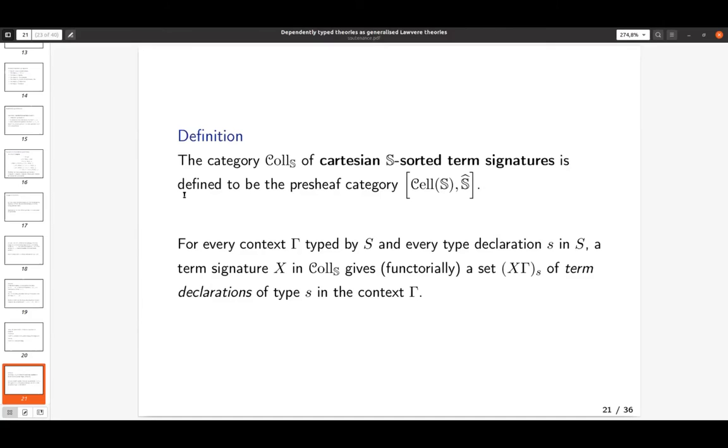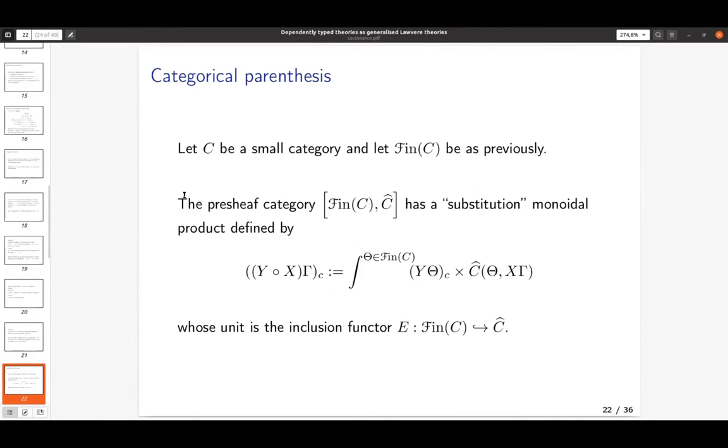Right. And here's another categorical parenthesis. So given a small category and the category of finitely presentable presheaves on the category, then the functor category from the category of finitely presentable presheaves to all presheaves has a substitution monoidal product, which corresponds to the composition of finitary endofunctors. That's defined in this way, and its unit is the inclusion functor from finitely presentable presheaves to all presheaves.